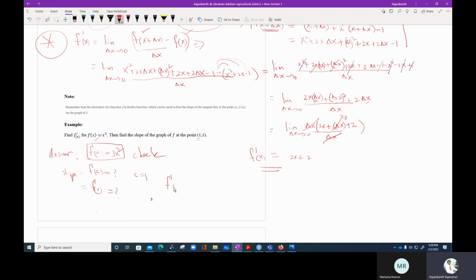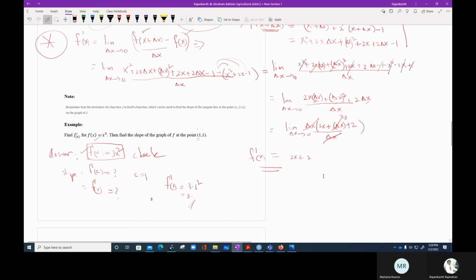Therefore, f prime 1 is nothing but 3x squared, plug in 1 for x. That is simply 3. That means the slope of the function f at the given point 1 is nothing but 3. Anyway, you have to get this first. You have to do all this hard work and find f prime x. That's your work.